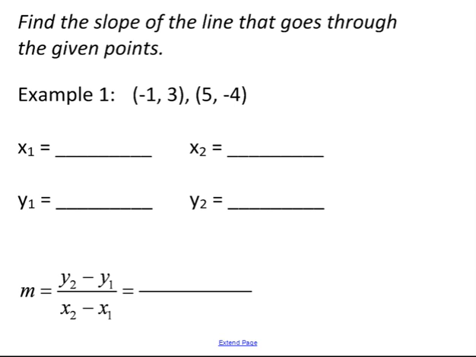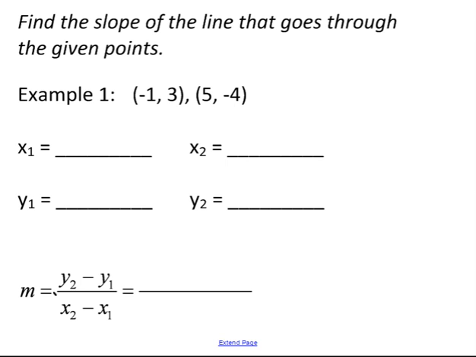Example 1. The first x value is -1. The second x value is 5. The first y value is 3. And the second y value is -4. So the formula says subtract the y's, subtract the x's, put the y's on top. So I'm going to take my second y value. And by the way, this is not an exponent here. That is what we call a subscript, which just says we've got 2 different y's that we're talking about. This is the first one, and this is the second one. That's all that means. It's not the same thing as a power. I don't have to square that number.